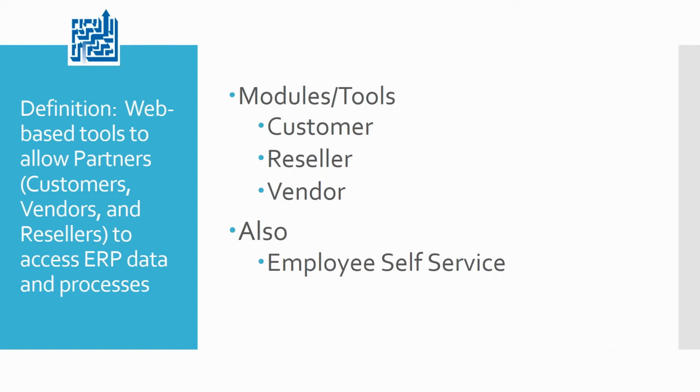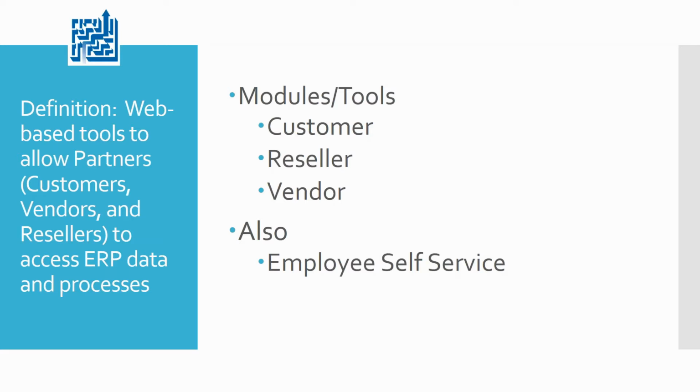So if you look there on the second slide, definition: this is a web-based set of tools to allow you to work with your partners, customers, vendors, and resellers. So there's actually what you can think of as three different modules: a customer portal, a reseller portal, and a vendor portal. A reseller is a company that you sell product to that then resells it. So they may be linked to multiple customers.